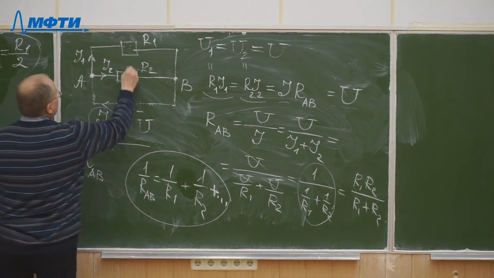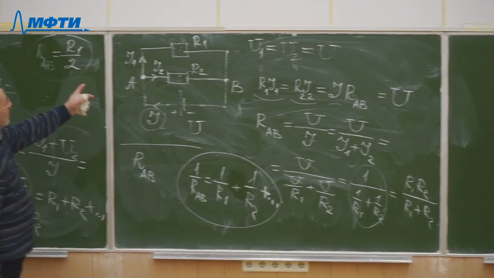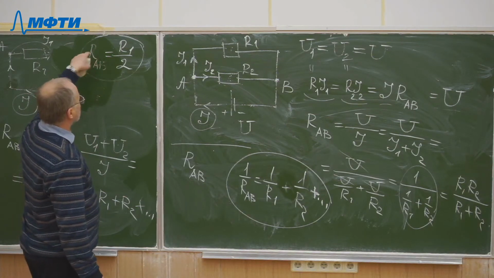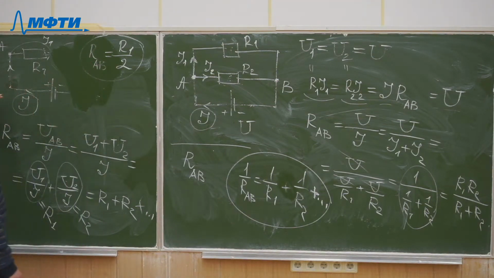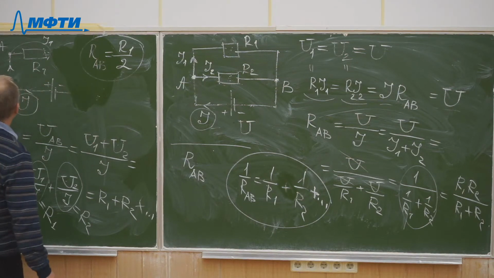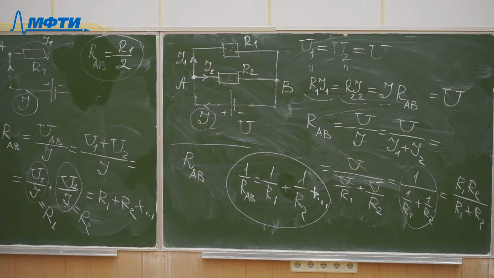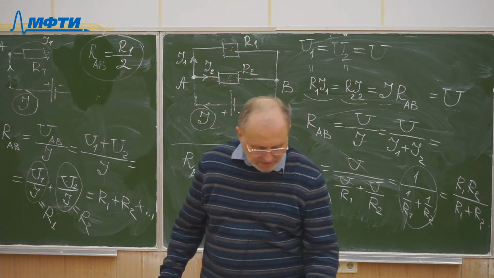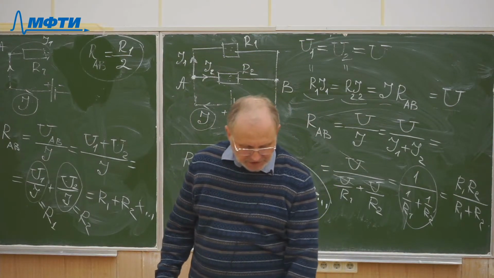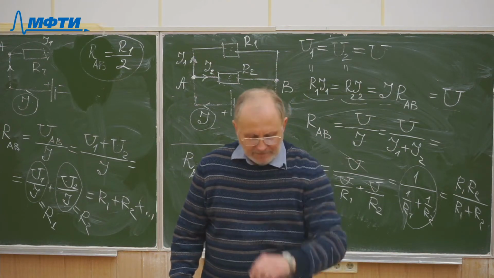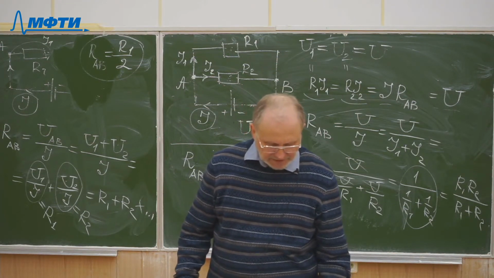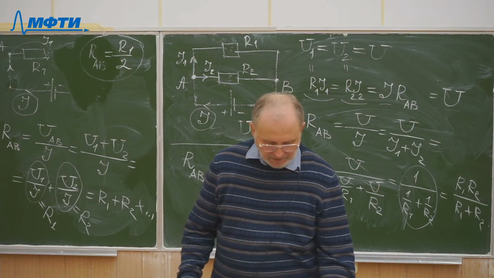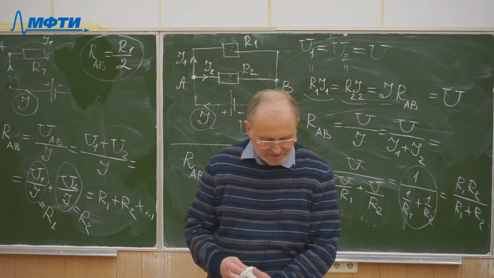So when we connect resistors in parallel, the total resistance is in any way diminished. And if we connect resistors in series, then the total resistance is increased. That's the main idea behind these different connections of resistors. And the next issue we have to consider is the resistance of a wire and specific resistivity.